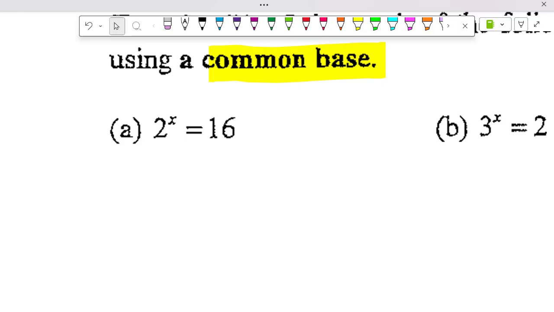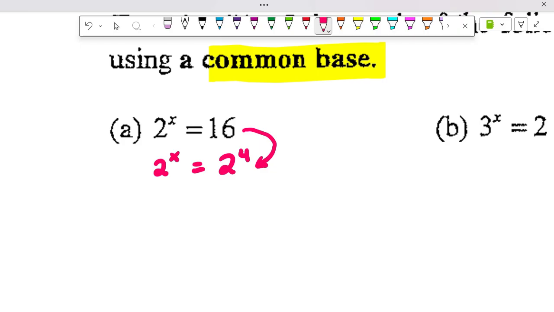16. Can I rewrite 16 in terms of a base of 2? So can I rewrite 16 as 2 raised to some power? Yeah. What is it? 2 to the 4th. That's all I mean by like bases. So I have 2 to the x is equal to 2 to the 4th. That's all I did. I just rewrote 16 using a base of 2.